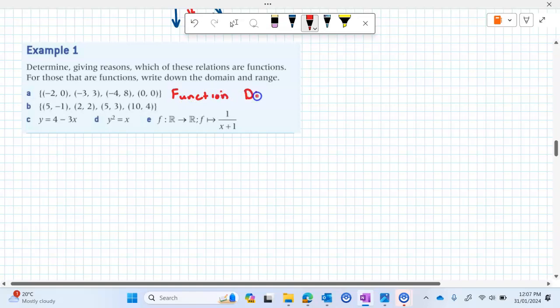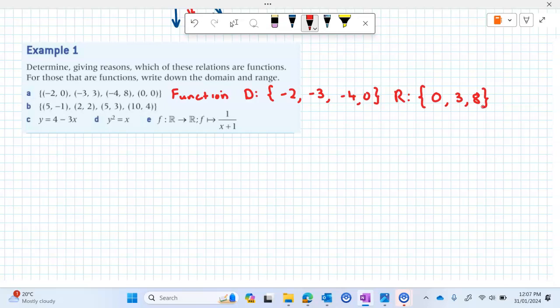And its domain is just all the x values, so that's -2, -3, -4, and 0. And then the range is all the y values, so that's 0, 3, and 8. Note that it's fine for points to have the same y coordinates and be a function. It's not fine for them to have the same x coordinate and be a function.